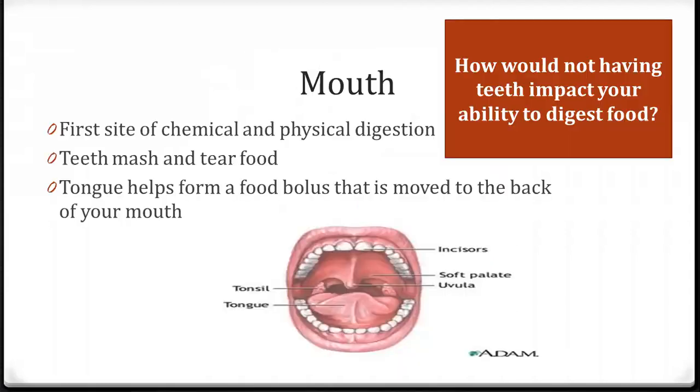All right, so the mouth is the first site of chemical and physical digestion. The teeth are there to mash and tear food. The tongue helps to form what's called a bolus that is moved to the back of your mouth. So it's like you're eating your food and then you kind of shape it into this thing called a bolus with your tongue.